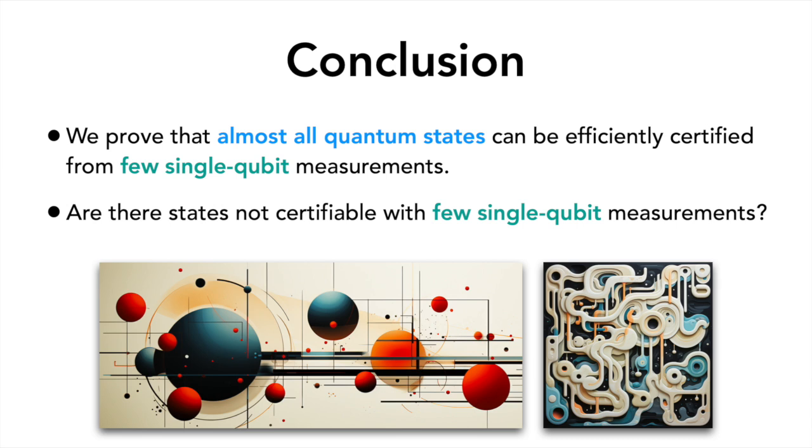Of course, the key open question in this work is, can we even prove a stronger thing that says actually not just almost all quantum states, but actually all quantum states can be certified? Or can we figure out some states that cannot be certified using a few single qubit measurements?